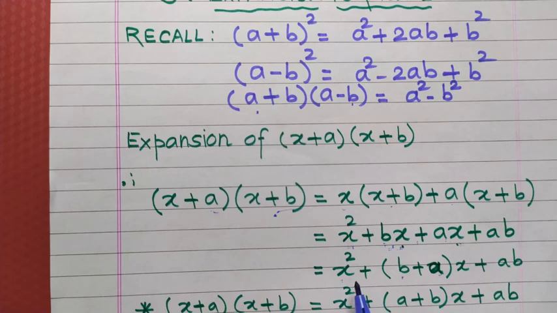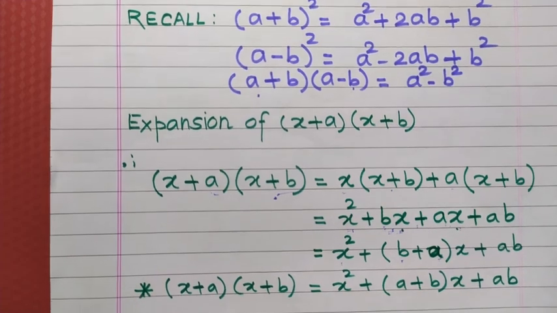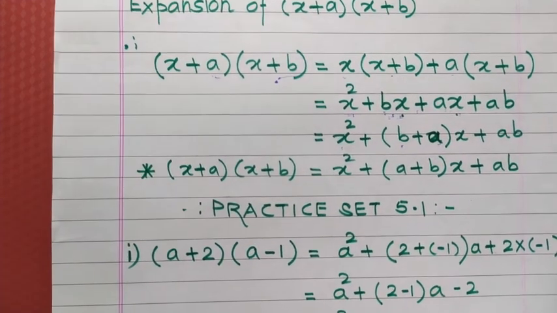Now let us write it in a proper way. x square plus, instead of b plus a, I have written it as (a plus b) into x plus ab. So remember, the first formula from expansion formula in 8th standard: (x plus a) into (x plus b) is equal to x square plus (a plus b) into x plus ab. Now we'll start with exercise 5.1, which is based upon this first expansion formula.